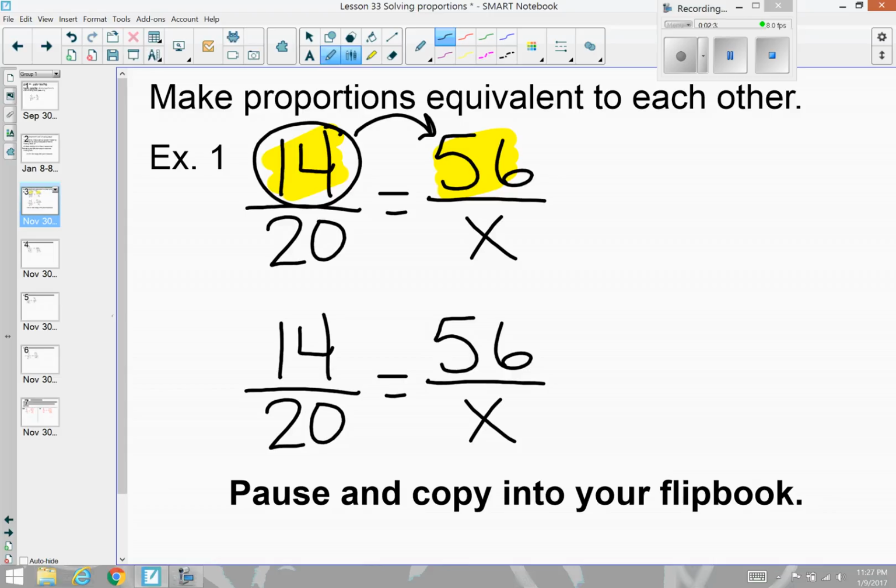Again, you're allowed to use your calculator for this unit, but what number times 14 will make 56? That's right, 4 does. So if we multiply by 4, 14 times 4 will make 56. Therefore, 20 times 4 will make the value for x. So x will be equal to 80. That is one way that we could do it.